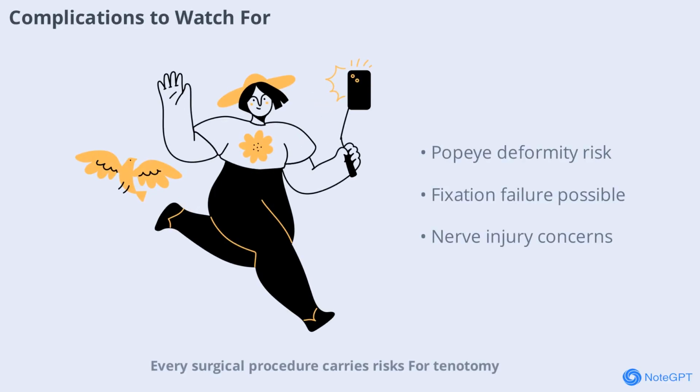Every surgical procedure carries risks. For tenotomy, complications include Popeye deformity, cramping, and muscle fatigue. Tenodesis may result in infection, fixation failure, nerve injury, or persistent pain. The choice of technique and fixation device can influence the risk profile. Surgeons must discuss these possibilities with patients and monitor closely during recovery.